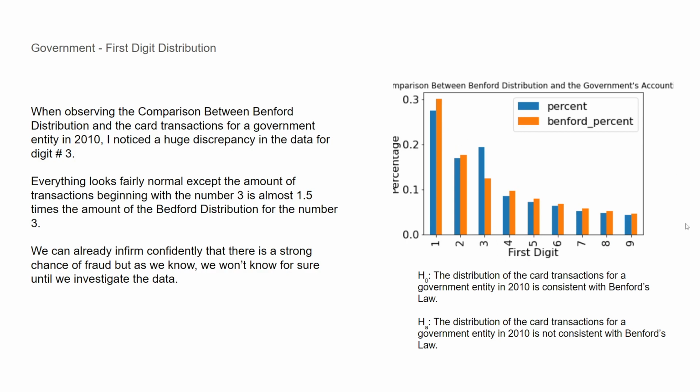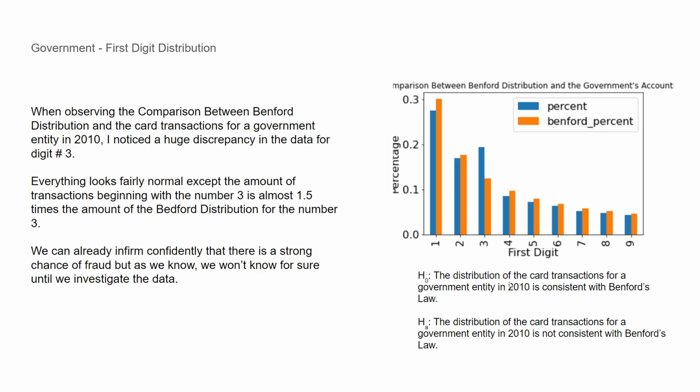Ignoring it, everything looks generally okay. I mean, a little less than their Benford counterpart. But when you look at digit number 3, it's almost 1.5 times more than its Benford counterpart. It's actually crazy. And because of that, we can infer confidently that there is a strong chance of fraud. But as we know, we won't know for sure until we investigate the data, and sometimes, and really not every time, data like this might not fit the Benford distribution.